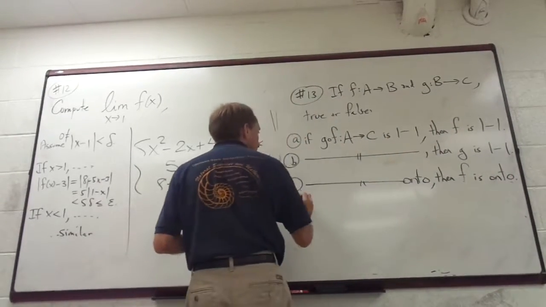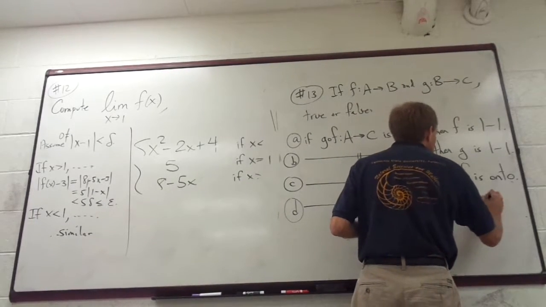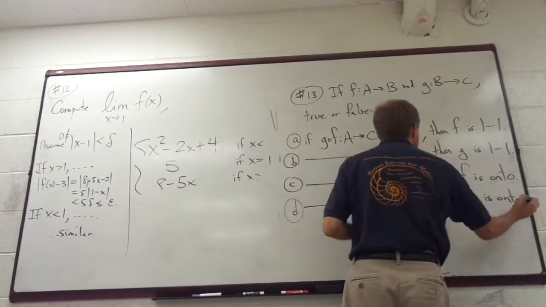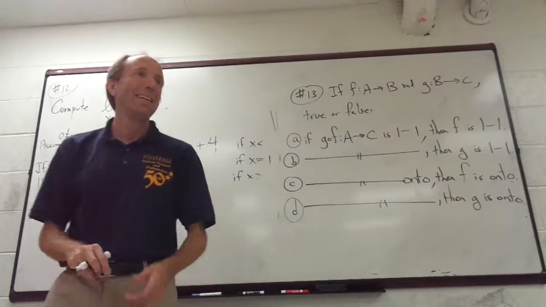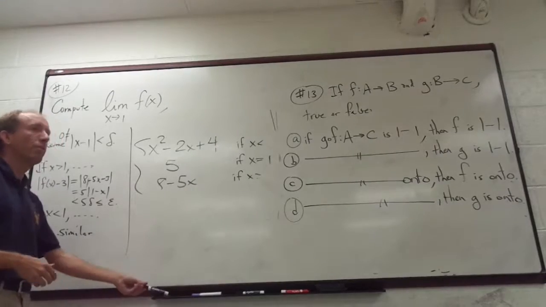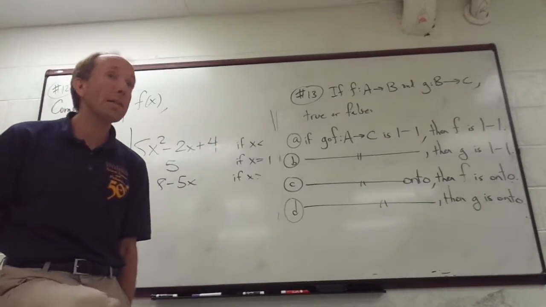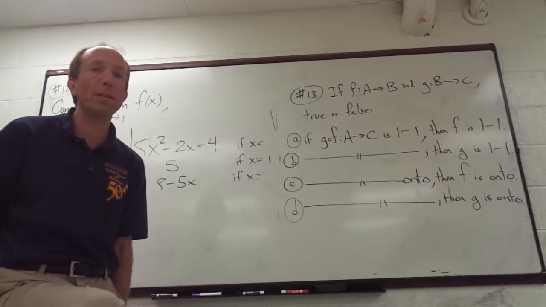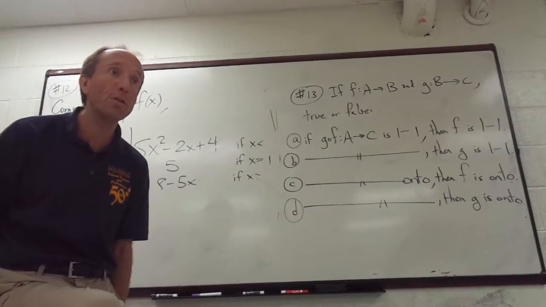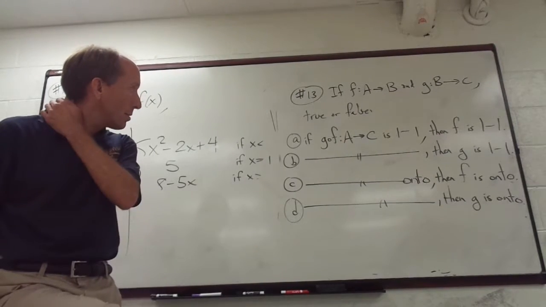And finally, D, we keep all the assumptions the same. g is onto. I'll tell you right now that 2 of them are going to be true and 2 of them are going to be false. It'll be good to practice these statements if you haven't been feeling too good about one-to-one and onto functions.